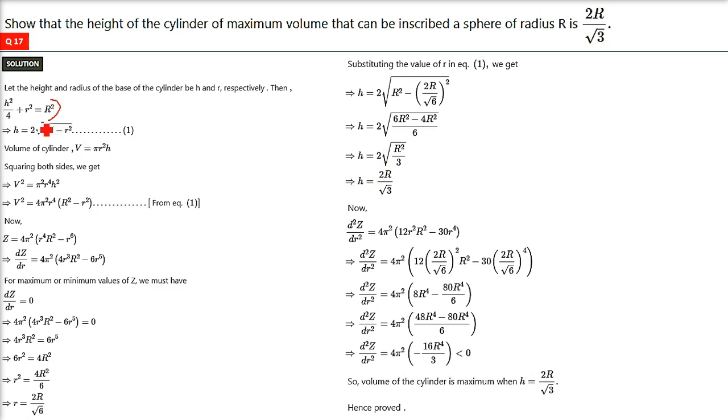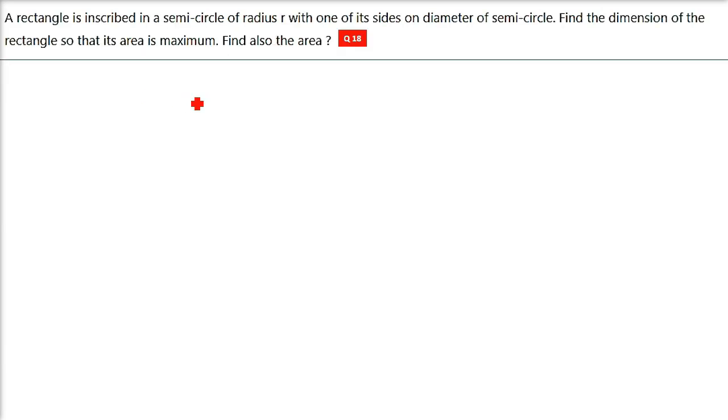And once you have made this expression along with the diagram, because I showed it with the diagram, when you are aware of this expression, all things are a piece of cake for you. A rectangle is inscribed in a semicircle of radius r with one of its sides on a diameter of the semicircle. Find the dimensions of the rectangle so that its area is maximum. Find also the area.